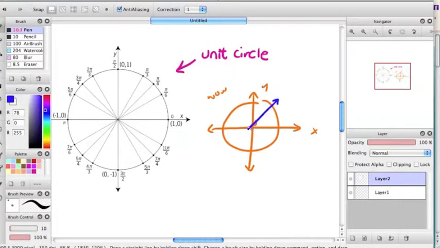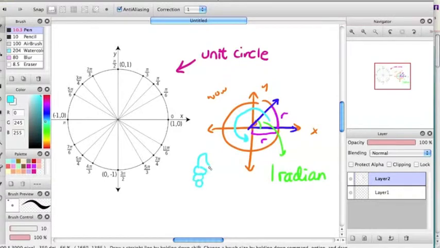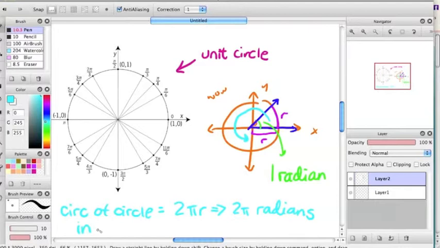When a central angle intercepts an arc that has the same length as the radius of the circle, the measure of the angle is defined to be 1 radian. Just like degrees, radians measure the amount of rotation from the initial side to the terminal side of an angle. The circumference of a circle is 2 pi r, which means there are 2 pi radians in any circle.